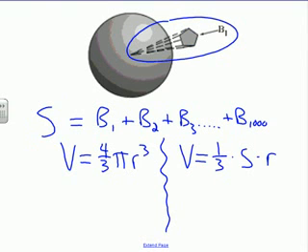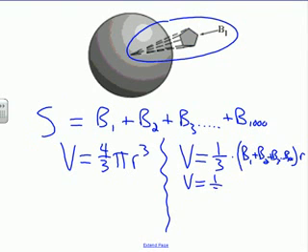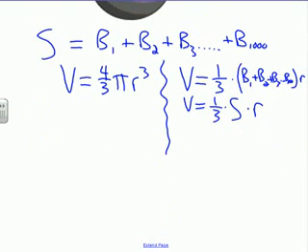We could also write it like this if we really wanted to: the area of base 1 plus the area of base 2 plus the area of base 3, all the way out to 1,000, and multiply that by r. But it's going to be easier to just call that S for surface area, remember, we got that up here, times the radius, which is the height of the pyramid.